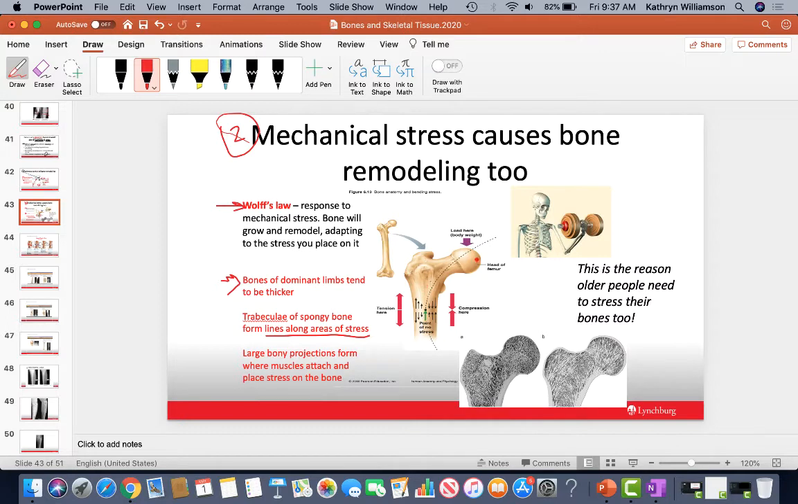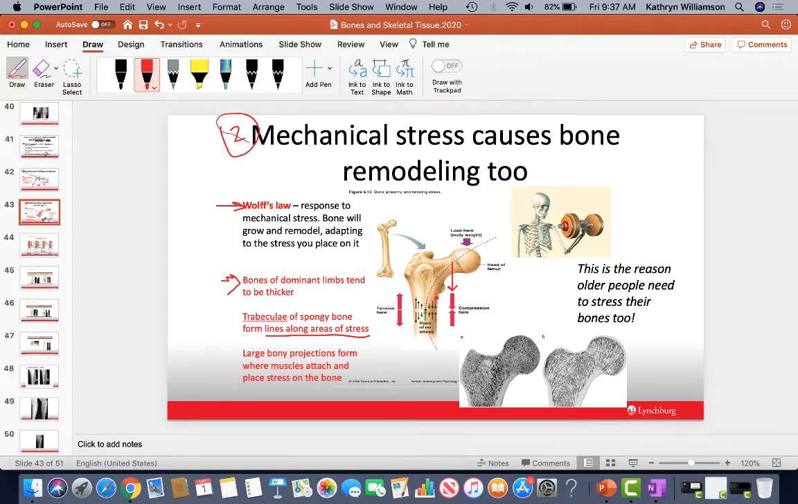So for instance, this looks like a humerus here. Oh no, this is a femur. When we put stress on areas of bone like this, you can see this area right here would undergo more compression. This area on the outside here would undergo more tension. And so we're going to see a building up of bone here to accommodate this compression. We're going to see a building up of bone here to accommodate the tension in response to the stress that's placed on that bone.